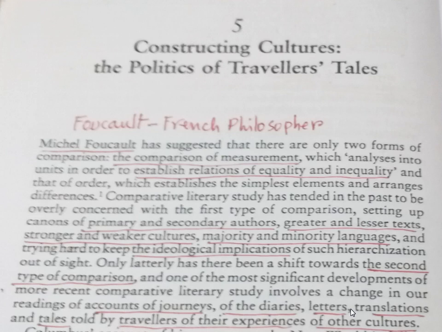One category: greater text and lesser text, primary author and secondary author. The second category can be called thematics. What is the theme? In the readings of the accounts of journeys. That means in a journey we have got a story. Diaries, another kind of writing.